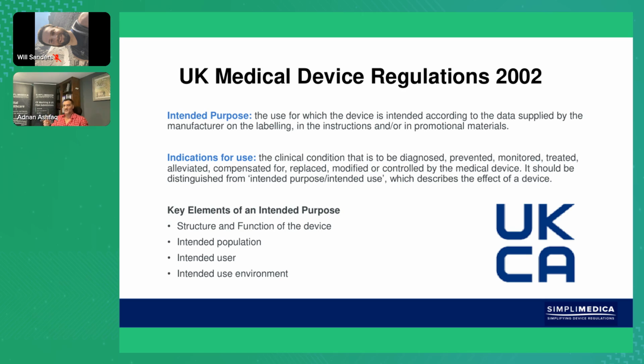So that's interesting, because it's already saying what we discussed earlier, the indications for use versus the intended use. It's already differentiating that they should be distinguished. And this is why it's important to not only think about the indications for use and the intended use, but look at it almost as an entire package. That's what I'm calling the intended use statement. So the key elements of an intended purpose are the structure and the function of the device, the intended population, the intended user, and the intended user environment.